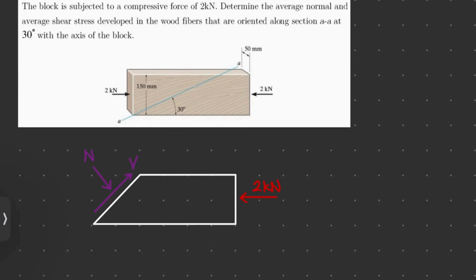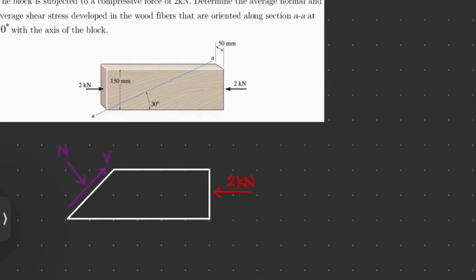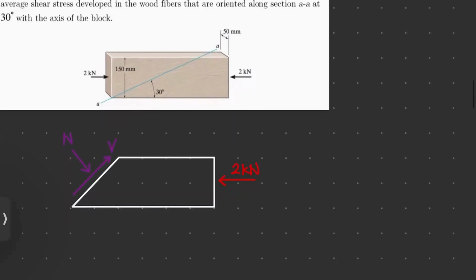What we can do is divide our 2 kilonewton into components which is parallel to the shear force and the normal force. So how do we do that? We know that this is 30 degrees. So we know that the shear and the normal force are inclined 30 degrees above the horizontal axis. So what we can do is also create an inclined plane or an inclined axis. Let's say this one.